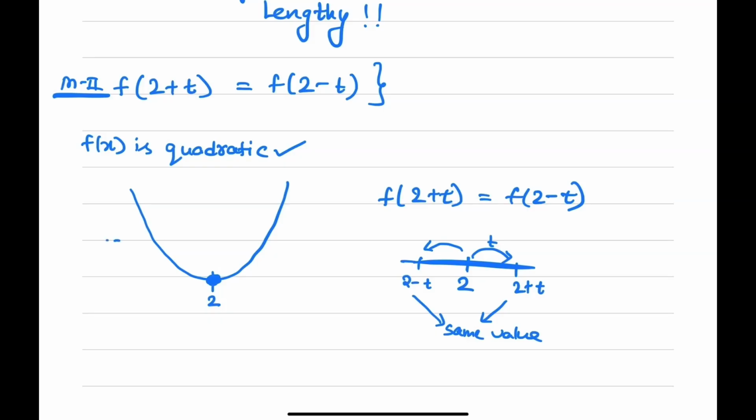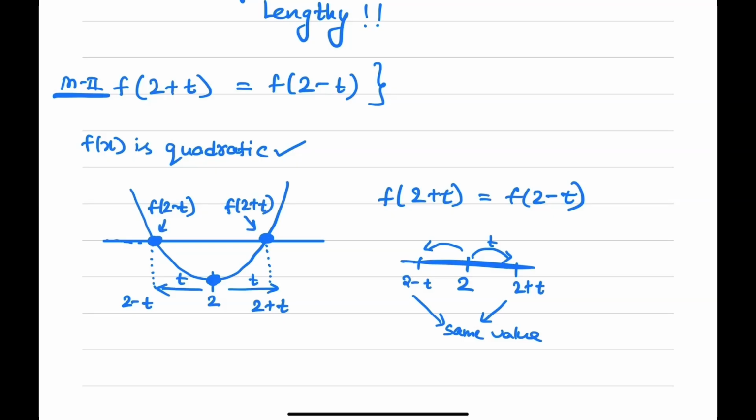Let's observe. So let me draw this line here. I went 2 plus t steps in this way, and I arrive at 2 plus t. I went t steps this way, and I arrived here, which is 2 minus t. And look, they both are the same. This is f of 2 minus t, and this is f of 2 plus t, and they are equal. They lie on the same horizontal level, so they will be equal. Hence, our initial assumption is verified as well.